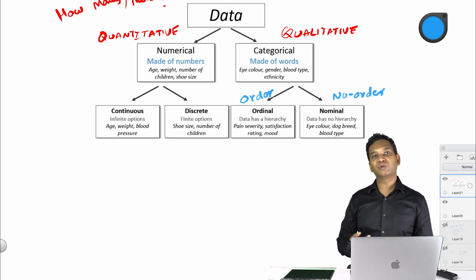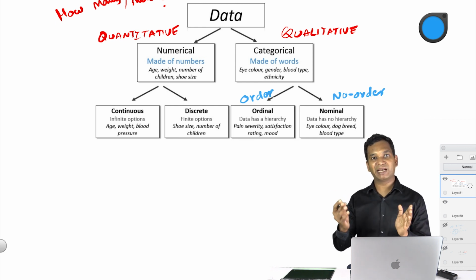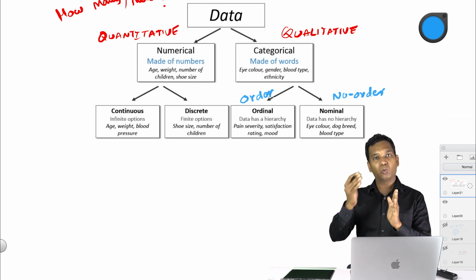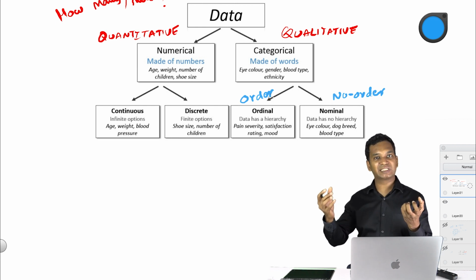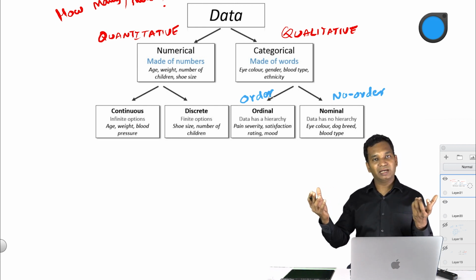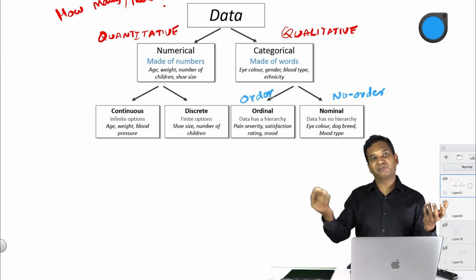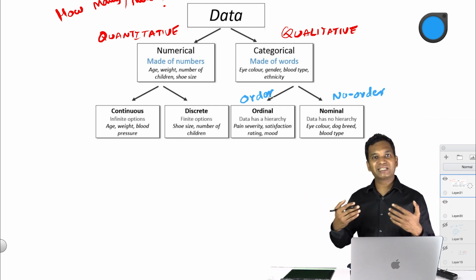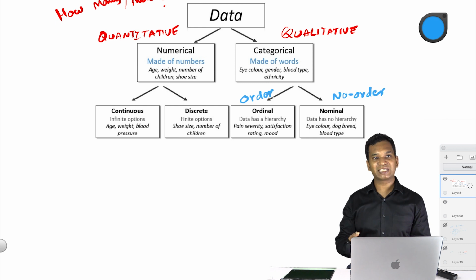Another example could be pain severity. If you go to the hospital, your doctor might give you a pain severity on the scale of 1 to 10. 1 is a mild pain, 10 is a very severe pain, right? And there is a 1 to 10 range, which has different pain scale. So based on his assessment and your inputs, he puts a number of pain severity. Accordingly, he will prescribe some medicines for you.